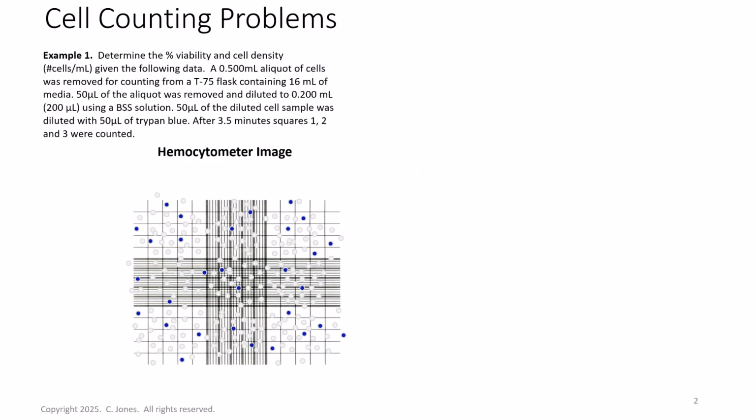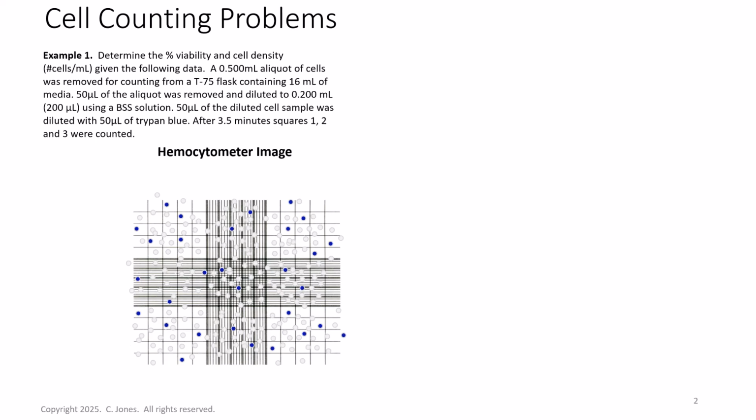Here's our problem. Determine the percent viability and the cell density, that is the number of cells per mil, given the following data. A 0.500 mil aliquot of cells was removed for counting from a T75 flask which contained 16 mils of media. 50 microliters of the aliquot, that is of the 0.5 mil aliquot of cells, was removed and diluted to 0.200 mils or 200 microliters using a balanced salt solution. Then 50 microliters of this diluted cell sample was diluted with 50 microliters of trypan blue. And then after 3.5 minutes, we counted 3 squares, right?